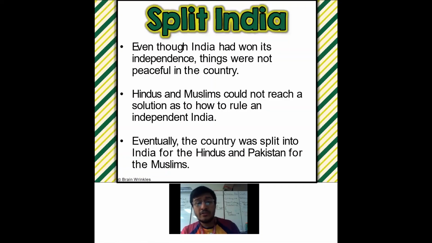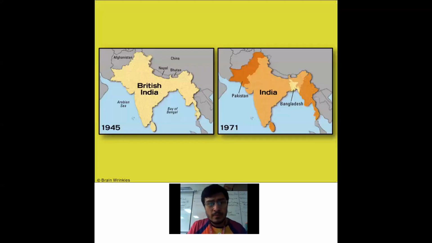Okay, so now getting to the actual splitting or the partitioning of India. Even though India had won its independence, things were not peaceful in the country. Hindus and Muslims could not reach a solution as to how to rule an independent India. Eventually, the country was split into India for the Hindus and Pakistan for the Muslims. Okay, so Pakistan for the Muslims over to the West, and then India mainly for the Hindus.